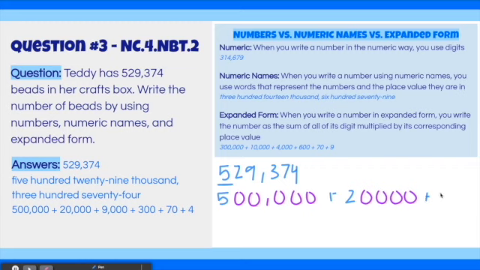The next one, 9,000, has 3 zeros. The 300 has 2 zeros. The 70 has 1 zero. And the 4 has no zeros. So now you're going to read this out as 500,000 plus 20,000 plus 9,000 plus 300 plus 70 plus 4. So that's how you write 529,374 in expanded form. Okay, on to the next question.